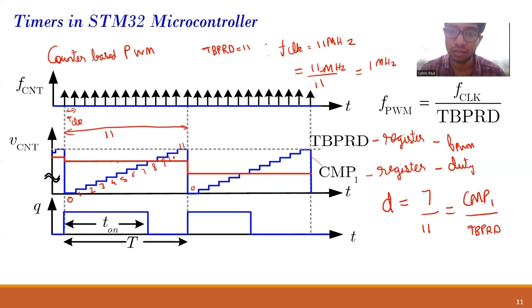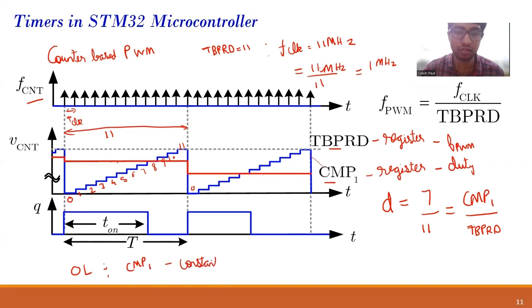So first, what we have to do is select this counter clock, this clock frequency. Once this has been selected, then we have to assign values for TBPRD and compare one. In this case, I've shown the compare one value changing because when we are doing closed loop, the compare one values will change. But when we do open loop, we will set the compare one value to be constant.